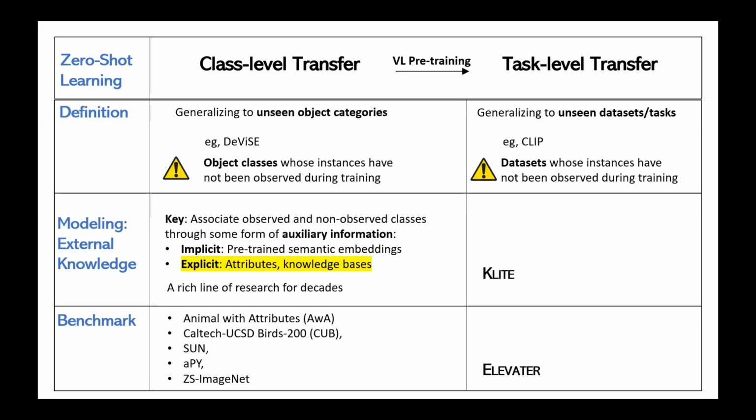And for the second topic, benchmarking. In our community, there are several data sets designed specifically for the class level zero-shot learning evaluation. But how to do the task level evaluation for these zero-shot models has been a very challenging problem in the community. In this talk, I'll also briefly talk about our effort trying to tackle this problem.